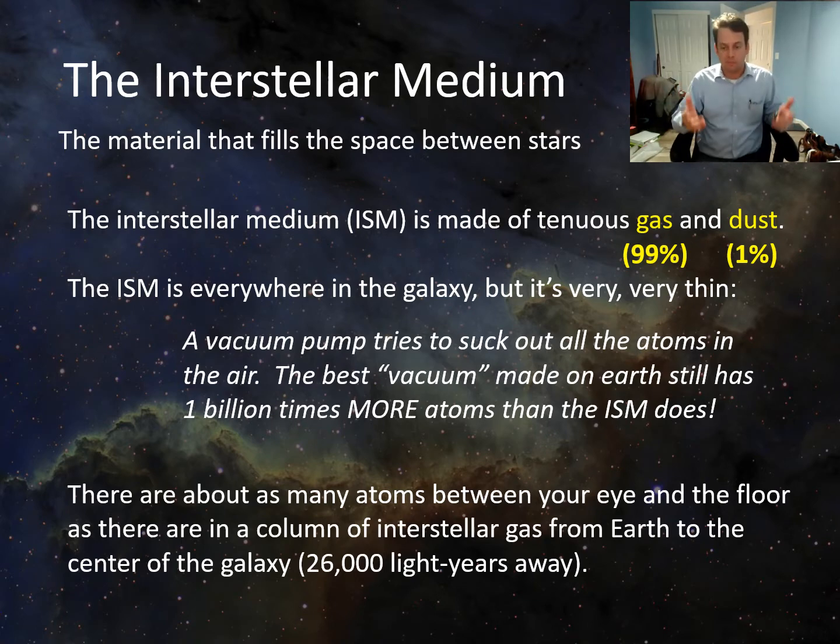If you're sitting down, look down at the floor. There are about as many atoms between your eye and the floor as there are in a column of interstellar gas that goes from the Earth to the center of the galaxy, which is 26,000 light years away. I said that's one way you can help wrap your mind around things. I confess that's still so mind-boggling that maybe it just further boggles you. But in any case, there you have it.